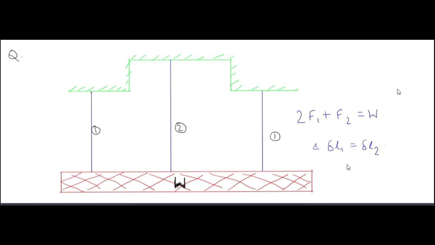So 2F1 plus F2 is equal to W, and delta L1 is equal to delta L2. Whatever extension happens in 1 will happen in 2 because the arrangement is symmetrical. Both 1s are at equal length from 2, and 2 is in the middle. So delta L1 is equal to delta L2, meaning the extension of 1 is equal to the extension of 2.